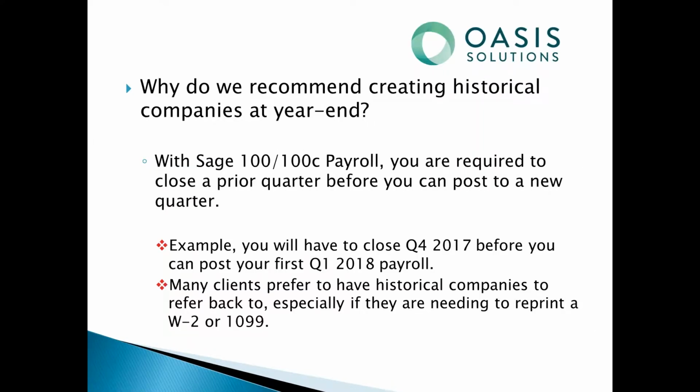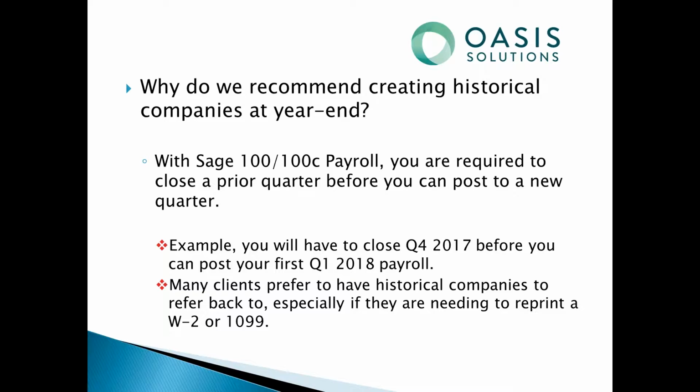Okay, so the next thing that we're going to talk about is why we recommend creating a historical company at the end of the year. As you know, with how Sage works, you have to close a quarter before you can begin processing the next quarter. When you close that quarter, it basically purges out that information, and your quarter-to-date totals roll back to zero. The chances of you being ready to print your W-2s before your first payroll of 2018 are probably slim.